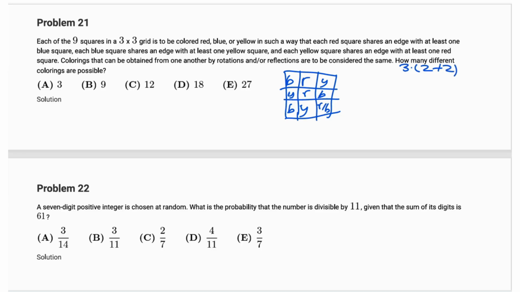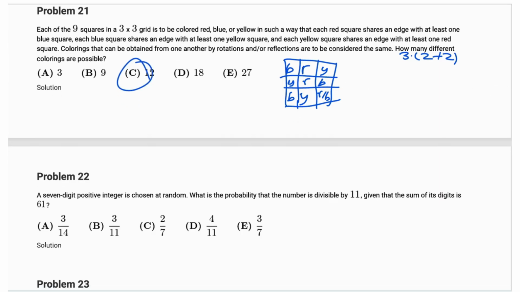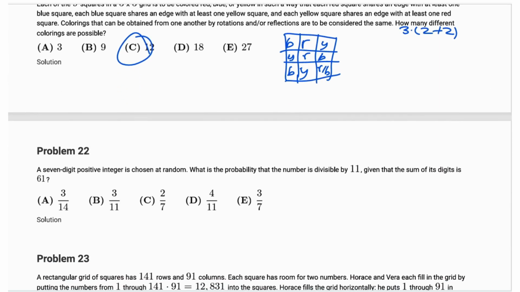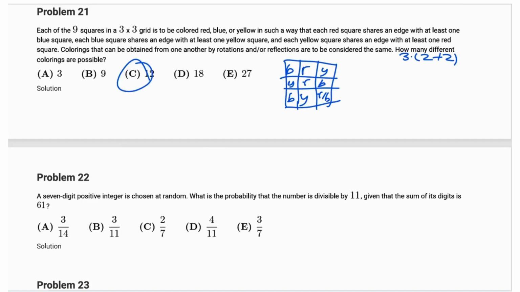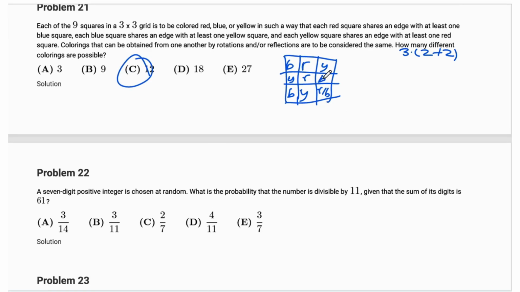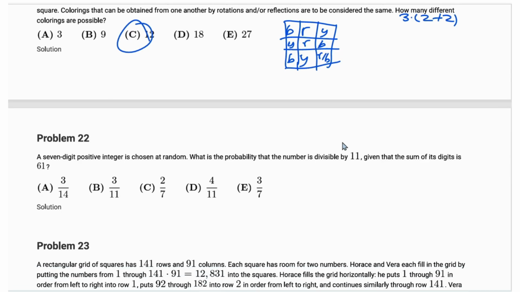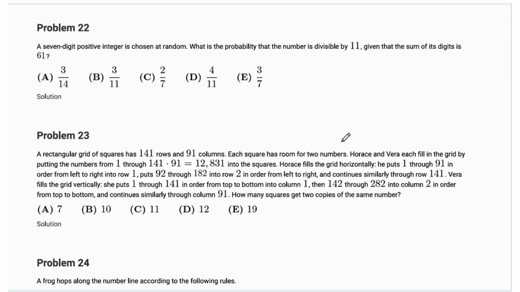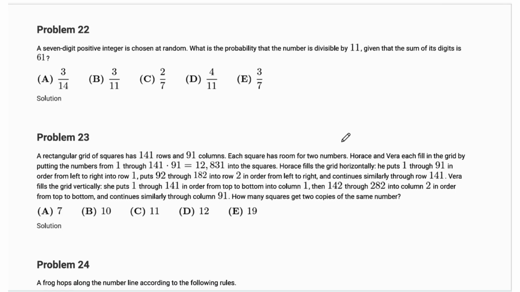And so over here we would have 3 times 4, which is 12 different colorings. And you see that none of these are attainable from rotations or reflections of another, because we've already considered that when we fixed the blue and the yellow. So that's question 21. For question 22, a 7-digit positive integer is chosen at random.